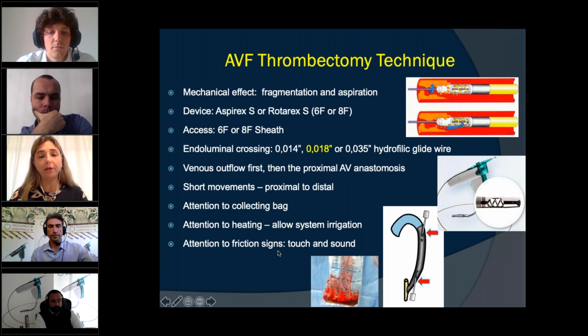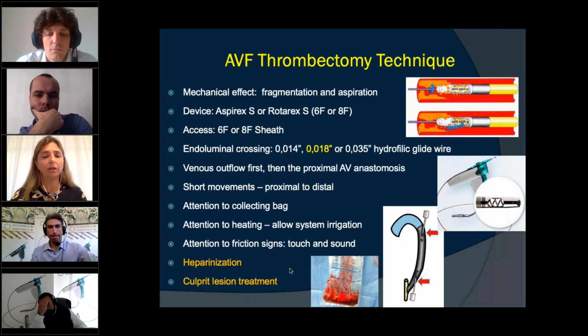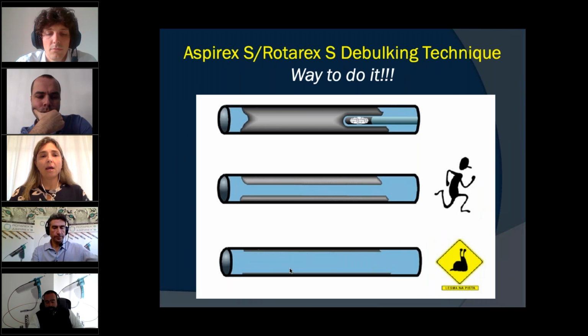Attention to friction signs. If there is a different sound or a different touch feeling, you need to reposition it or take it out and allow system irrigation also. Full heparinization throughout the whole procedure, and after declotting, culprit lesion treatment.